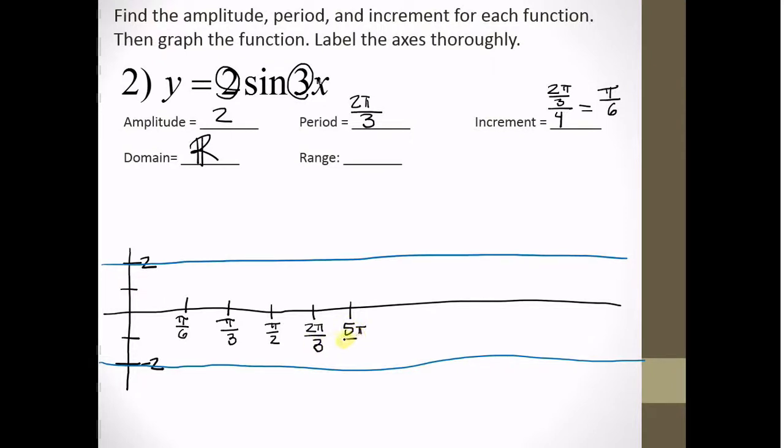5 pi out of 6, because this was 4 pi out of 6. 6 pi out of 6, well that's just pi. 7 pi out of 6, and 8 pi out of 6, which would be 4 pi out of 3. There we go.